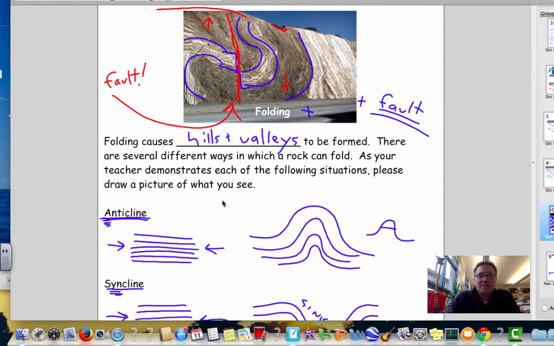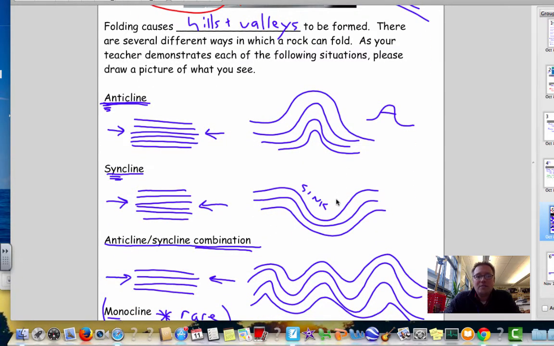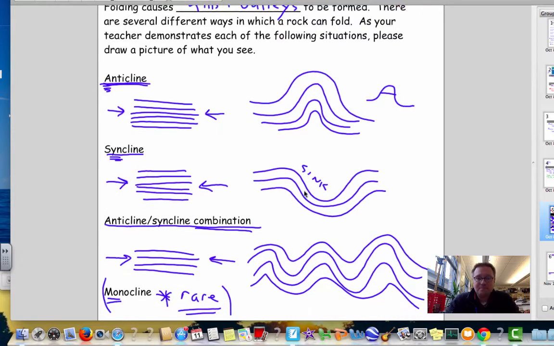Now, folds themselves can cause hills and valleys. We've seen this picture of folding rock. We've actually seen this picture of faults too, but we'll come back to that a little bit later on. And there are basically three kinds of folds that you need to be concerned with. The first is when rocks fold up, they create an anticline. An anticline, you can remember with this A, is when they fold up. Or they can fold down, they sink down. Those are called a syncline.